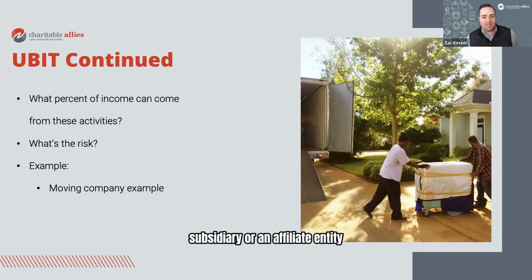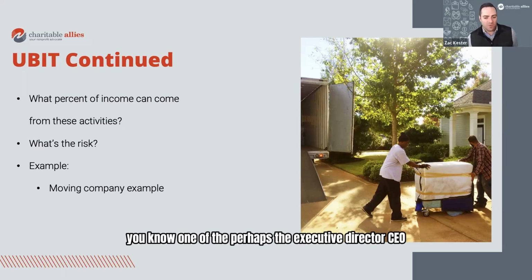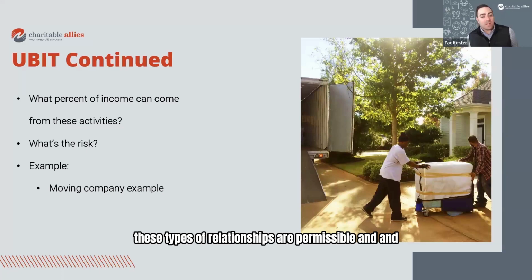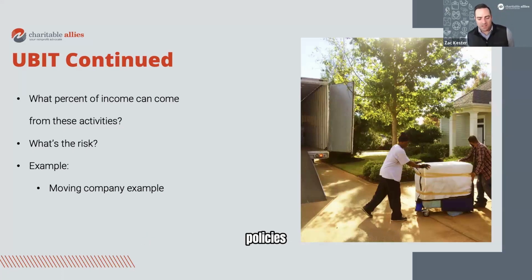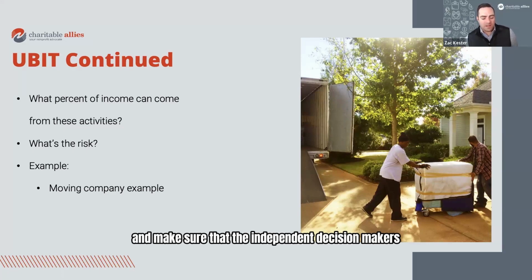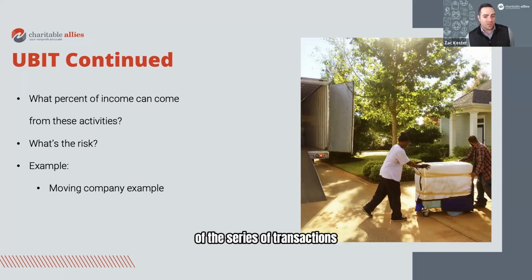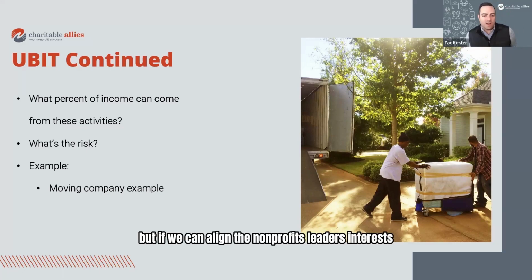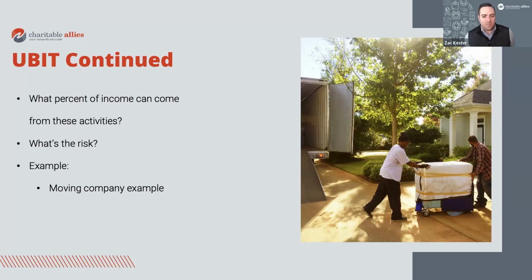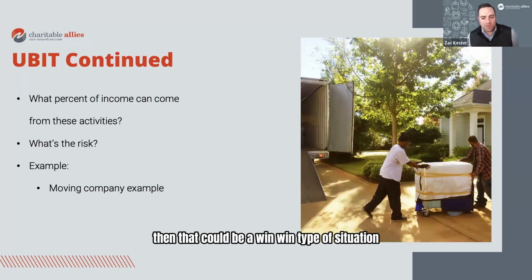subsidiary or an affiliate entity that's perhaps part owned by one of the nonprofit officers, perhaps the executive director or CEO. These types of relationships are permissible, and we just have to follow the conflict of interest policy and make sure that the independent decision makers on the board are made aware of the material facts. They approve of the transaction or the series of transactions. It's commercially reasonable for the nonprofit to engage in these activities. But if we can align the nonprofit leaders' personal financial interests and the nonprofit's interests, then that could be a win-win type of situation.